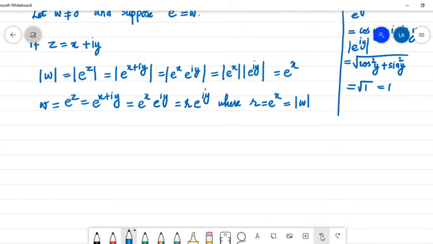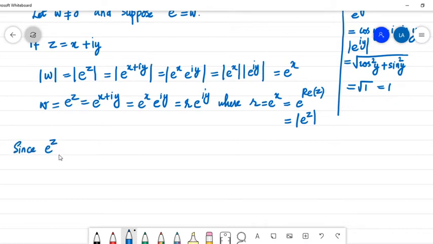We can write it as e raised to x, that is equal to e raised to the real part of z. But we had seen that this is nothing but modulus of e raised to z in the earlier sessions. So we have that much. Let it remain there. Now you are thinking about the argument of this w.